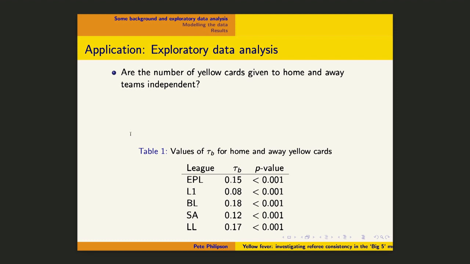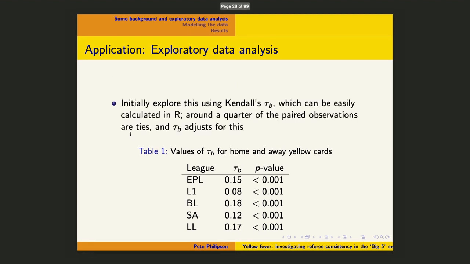The other thing to think about, because I've got this pair of observations, home yellow cards and away yellow cards, the easiest thing to do to model these is if they're independent, which is what I did first, until an annoying colleague said, have you thought about the dependence? And then I had to do a lot more work to get the model to accommodate this.